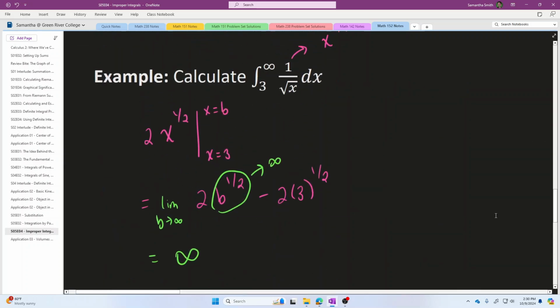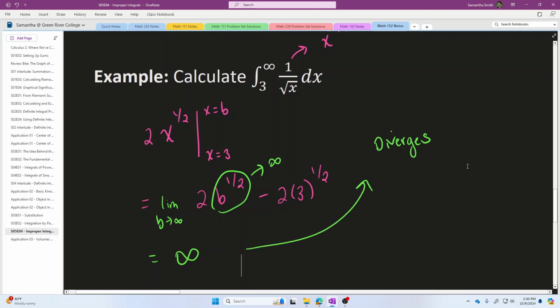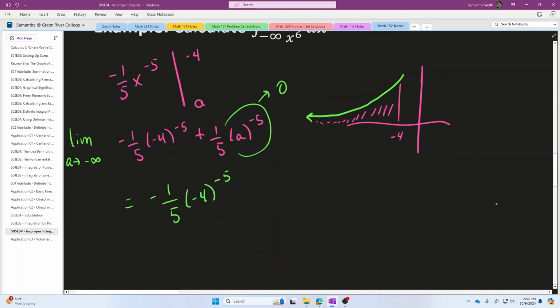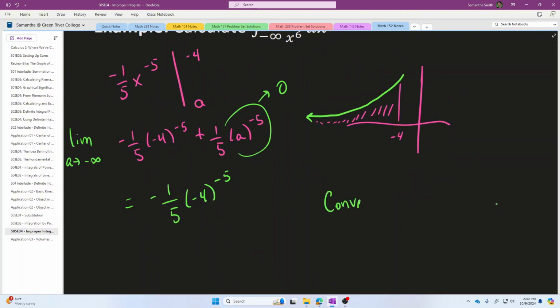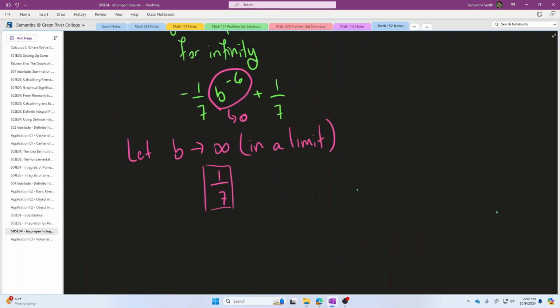So to apply that language to these examples, I would say that this integral diverges. Why? Because its value is infinite. I would say that this integral converges. Why? Because its value was finite. I would say that this integral converges, once again, because its value is finite.